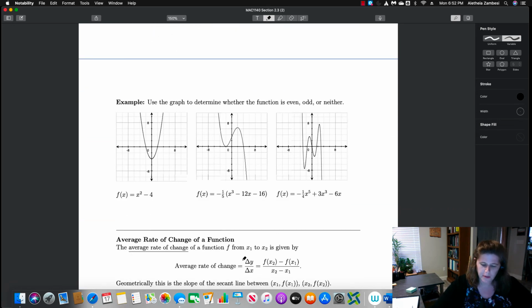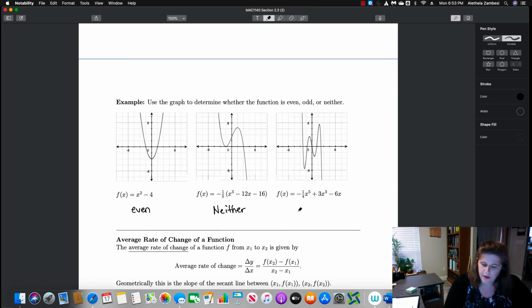If I want to determine this from a graph, these first two graphs are the graphs that we looked at algebraically. If I look at this graph, if I were to fold this on the y-axis, the two ends meet and we have an even function. This function here, if I fold it on the y-axis, the edges don't meet, so it's not even. If I flip it around, it doesn't look the same either, so it's not odd, and we have a neither.